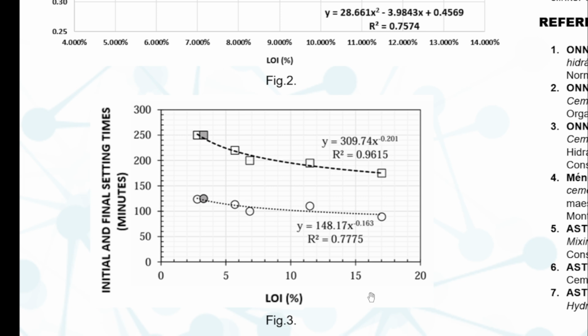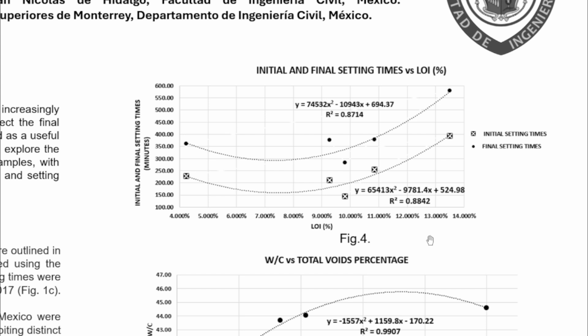by faster initial and final setting, the results of this study suggest that both initial and final setting times tend to increase as loss on ignition increases. This behavior may be attributed to potential variations in ambient humidity and temperature conditions. Figure 4.